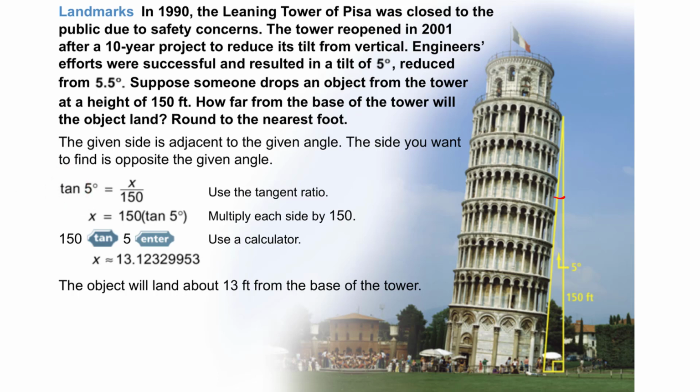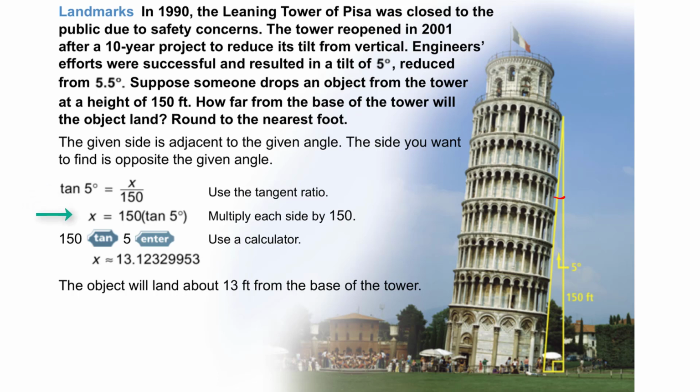So we set up an equation. The tangent of 5 degrees, our reference angle, equals x, our opposite side length, that's the unknown distance away from the tower where the object will land, divided by 150, our adjacent side length.